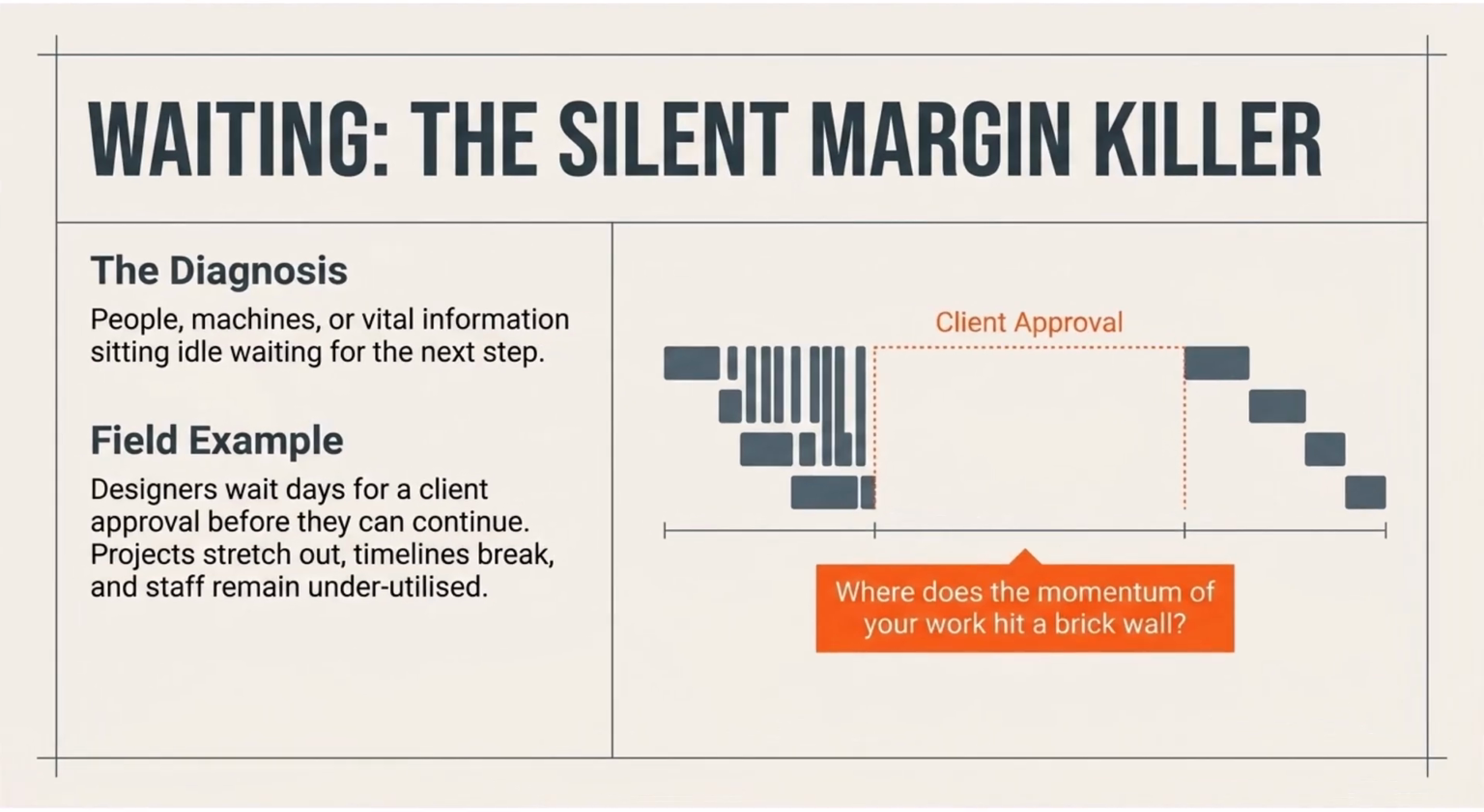Next we have waiting, the silent margin killer. So this is something that is, again, very typical. You'll see that there'll be machines maybe on stop or waiting for some kind of products to arrive. There could be approvals within a process, which is very common these days when you're having workflows that are created that require different people's approval. So in this particular example, it's a designer that waits for client approval before they can continue. The project stretches out. Timelines break, clients get upset, all because we don't have a robust process at the beginning of the process to actually get that approval.